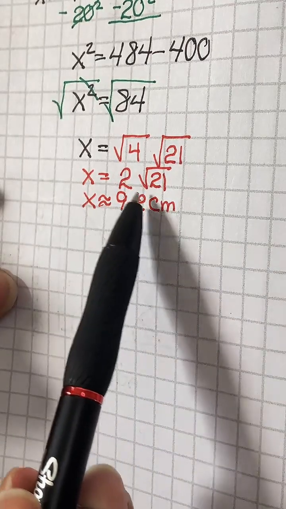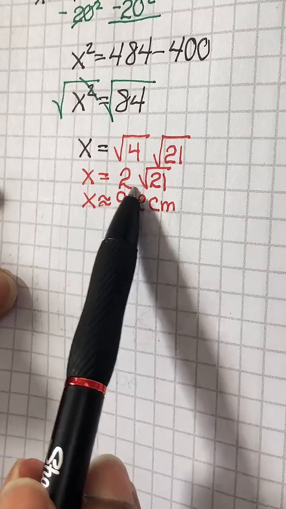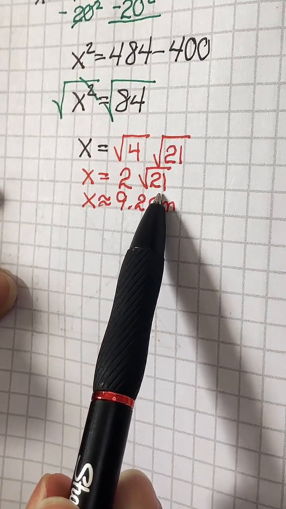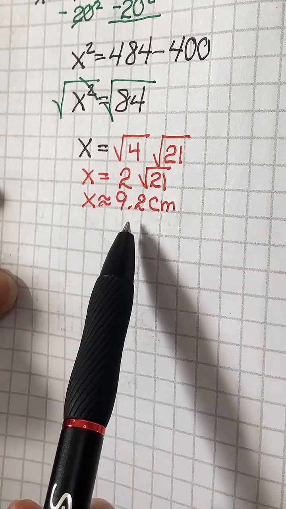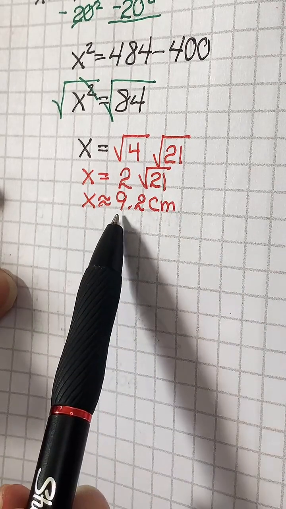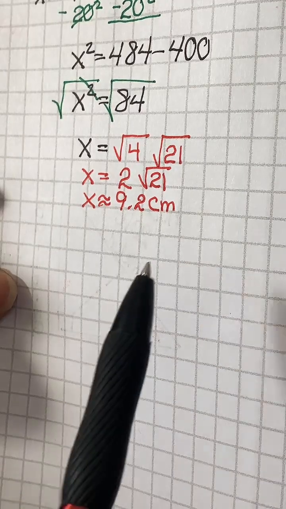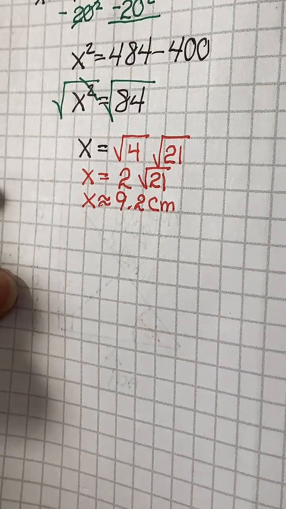So if they say they want the exact, you're going to keep it as 2 square root of 21. If they want the approximate, that's when you give the decimal rounded. Okay, that's the key. So you always have to check your instructions to make sure: are you giving the exact or the approximate?